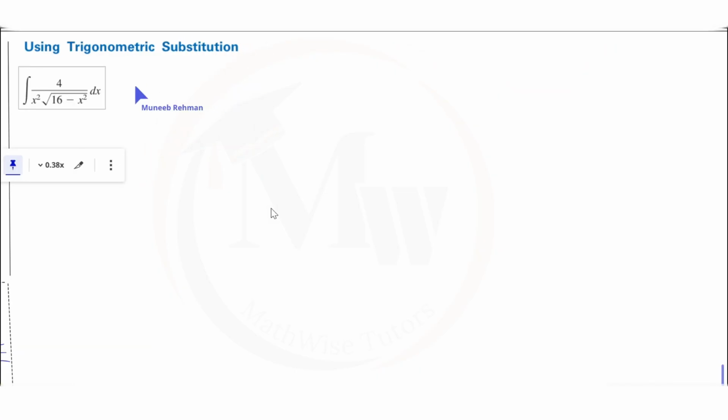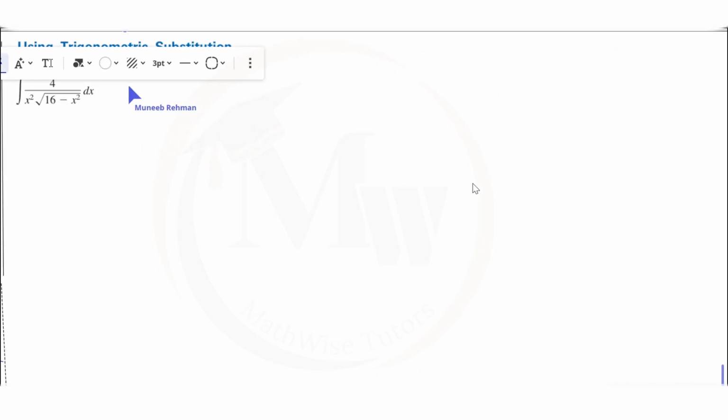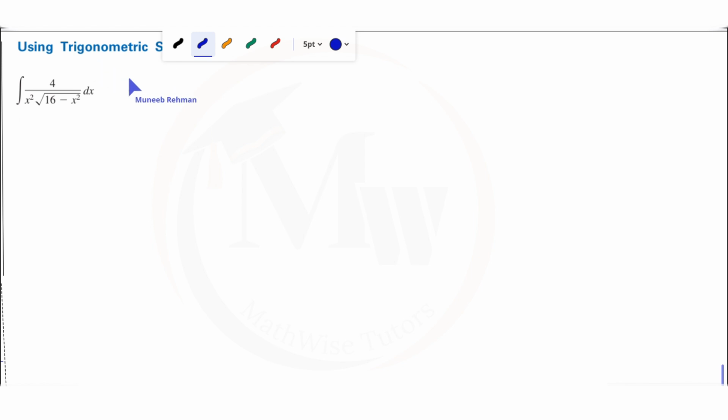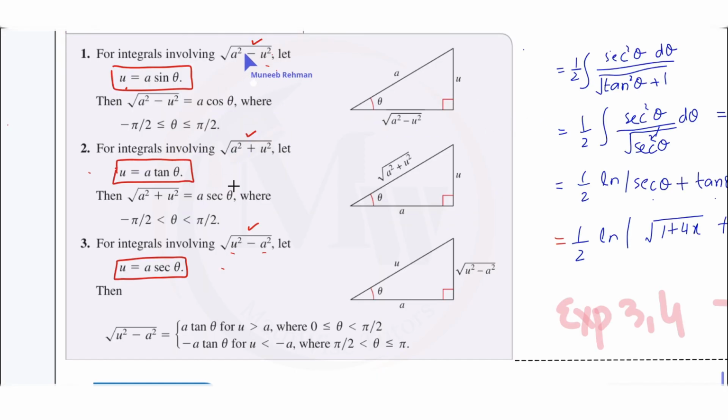So here is a question which we will solve by using trigonometric substitution. Which trigonometric substitution can we use for this question? Let me see. It's x square, and under the square root you have 16 minus x square. So 16 minus x square means you have the constant at the start minus the variable, right? So if the constant is first and then minus the variable, which trigonometric substitution will we use?